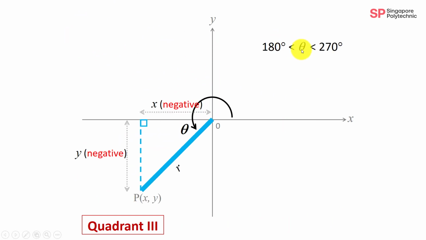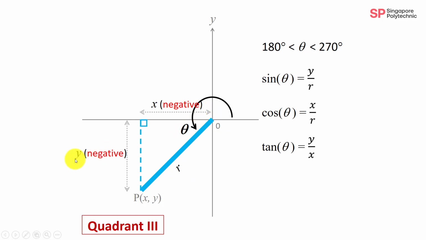In Quadrant 3, the angle theta is between 180 degrees and 270 degrees. Observe that the adjacent side x is negative, the opposite side y is negative, while the hypotenuse r will always be positive.